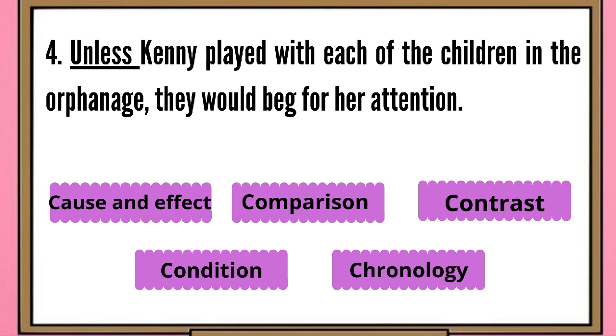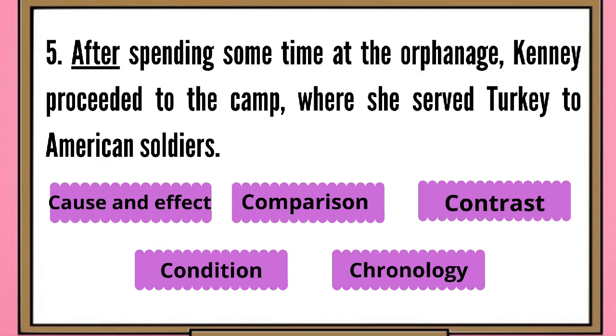Number 4. Unless Kenny played with each of the children in the orphanage, they would beg for her attention. The conjunction here is unless. What do you think is the purpose of this subordinating conjunction? Amazing! Unless is used to state a condition by emphasizing an event that could take place to improve a present scenario.